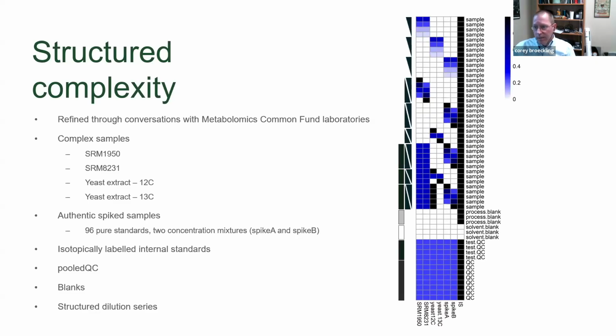So this ultimately is how we structured the sample set. And the way that this figure outlines is, if you look at the bottom here, you can see every column is a reagent. And in most cases, this is a complex reagent. So we have SRM and 1950 and 8231 on the left. And can you see my cursor?